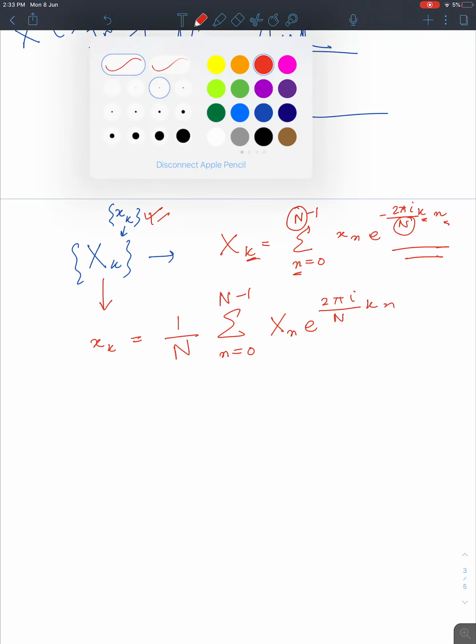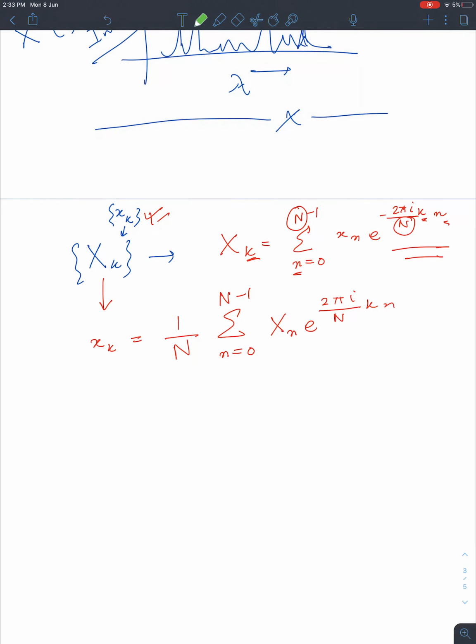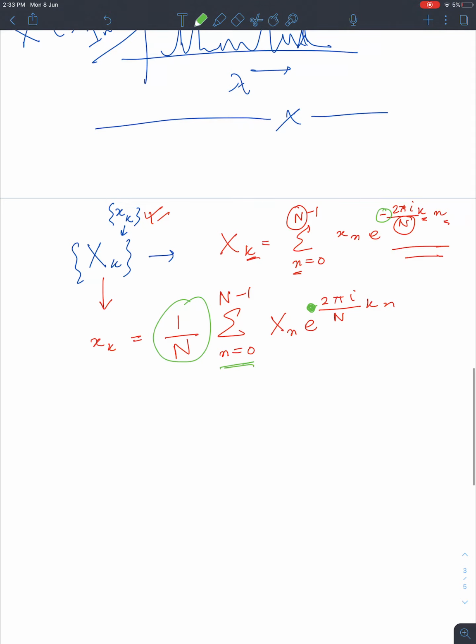The only difference here is that the minus sign is there, here it's not there, and this 1 over N is here. We are basically dividing the whole term by N. So we are summing it up and then dividing by N, taking an average kind of, over all the n values. By this method we will be able to get back into the time domain.